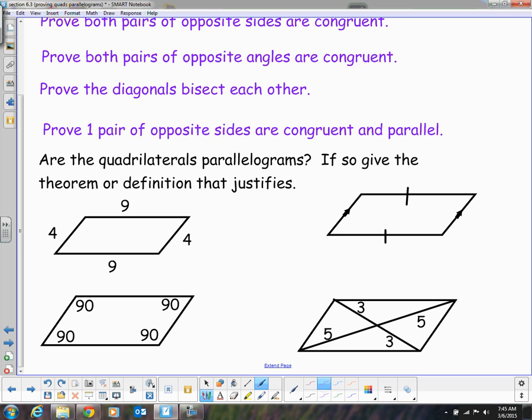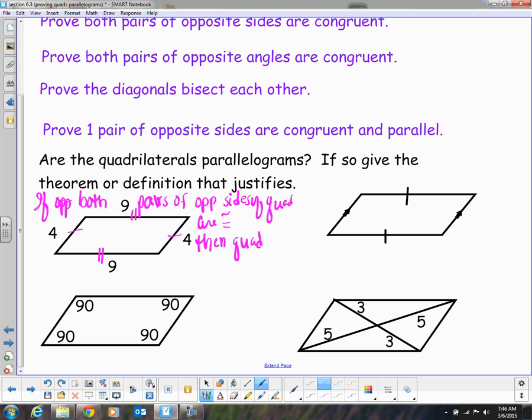So if you look at this one, you see that this side is congruent to this side, and this is congruent to that side. Is that a parallelogram? But what's the reason? If both pairs of opposite sides of a quad are congruent, then what? Then the quad is a parallelogram.